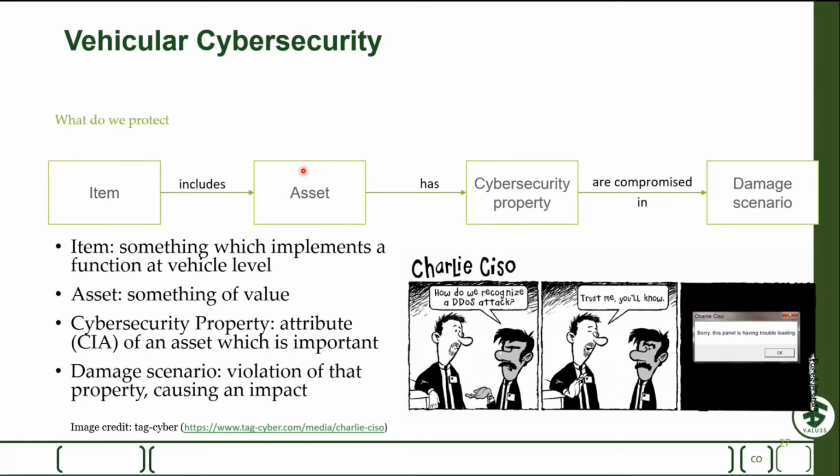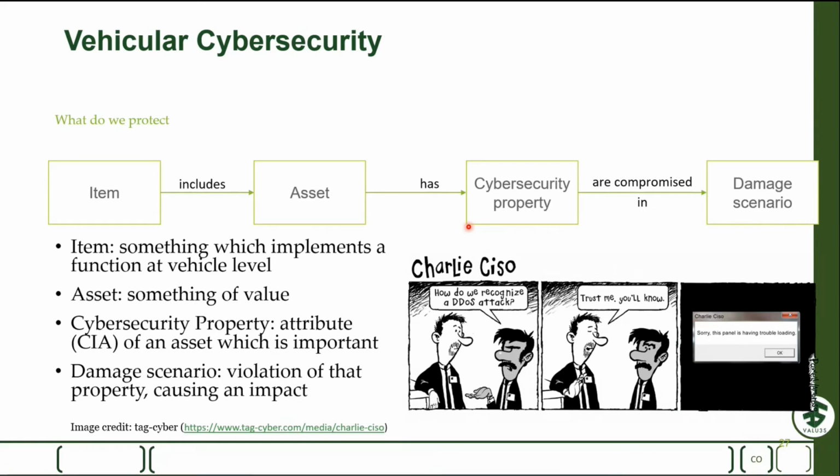An item can have an asset. An asset is anything which has a value, either to the vehicle user or to the society or to the OEM or to the supplier. Basically, an asset is anything you want to protect. And you don't want to protect this asset completely, but you want to protect certain cybersecurity properties of it. So for example, if you stored your credit card information in your car, you would probably like to protect it against stealing this information, so the confidentiality of this information.